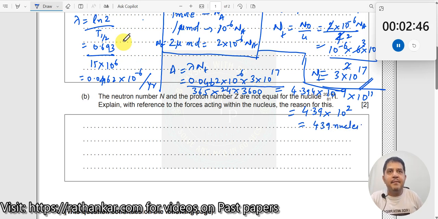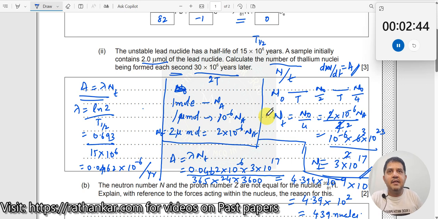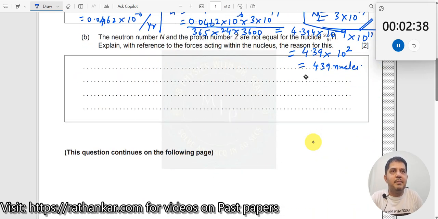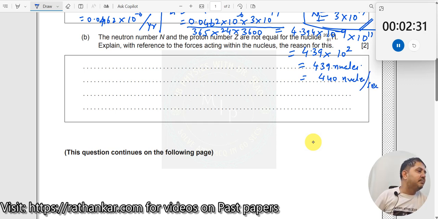But let us look at the significant figures here. See, here 2 significant, 2 significant, 2 significant, and so on. So therefore, this should be written as 440 nuclei per second. This is your answer. Wow, I got it correctly. 440 nuclei per second.